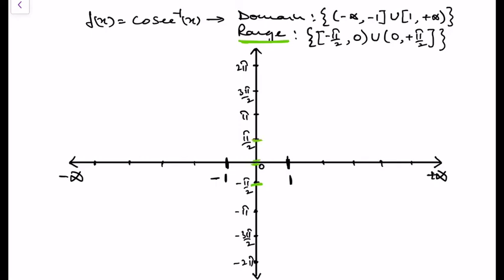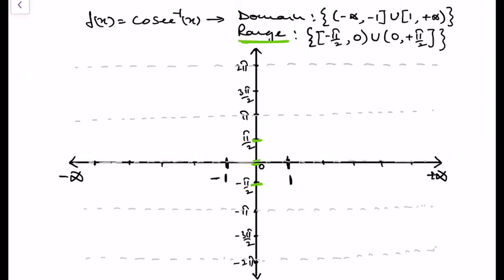So let's first draw asymptotes at 0, pi, 2 pi, and then minus pi, minus 2 pi. Now since the range of this inverse function is from minus pi by 2 to plus pi by 2, this is the principal value, and the graph of this inverse function will be in this yellow area, and there will be no graph between minus 1 and 1.